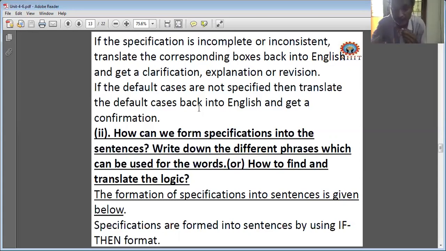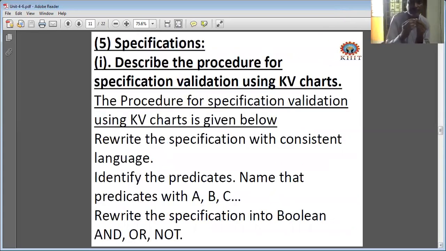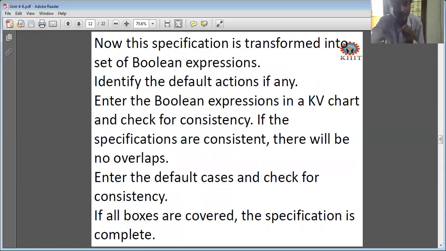Okay, confirmation. So here again, I'm repeating what you have to do in this case. The procedure for specification validation using KV charts is given below. First point, rewrite the specification with consistent language. Identify the predicates. Name the predicates as A, B, C, D, etc. Rewrite the specification into Boolean AND, OR, NOT. Specifications are written into Boolean AND, OR, NOT. Now the specification is transformed into a set of Boolean expressions. Identify the default actions. Enter the Boolean expression in a KV chart and check for consistency.